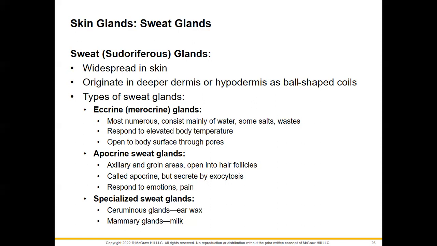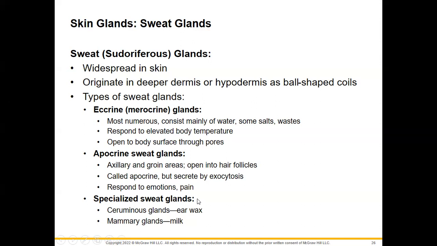Apocrine glands are going to be those that are activated on or around puberty. So when young people smell like they've been outside working a hard day's work, breaking bricks with their hands, that is because their apocrine glands are starting to be activated. So, secreted by exocytosis, located in the armpits and the groin, and they open into hair follicles.